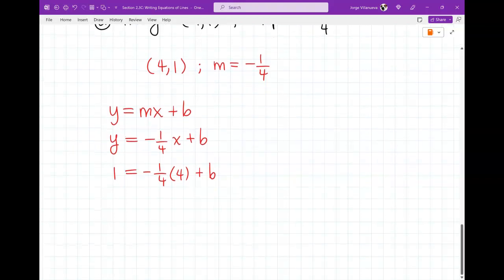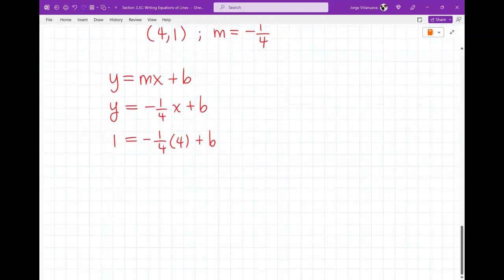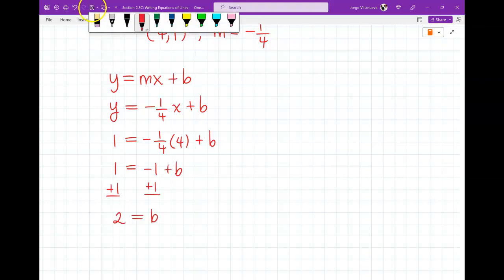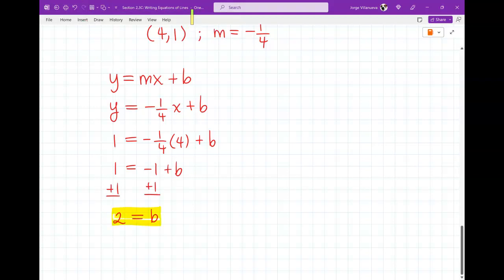Well, negative 1/4 times 4 is negative 1. So it's 1 equals negative 1 plus b. And if I add 1 to both sides, I'll get b by itself. So I'll add 1. So 2 is equal to b. Now I know that my b value is 2 and my m value is negative 1/4.